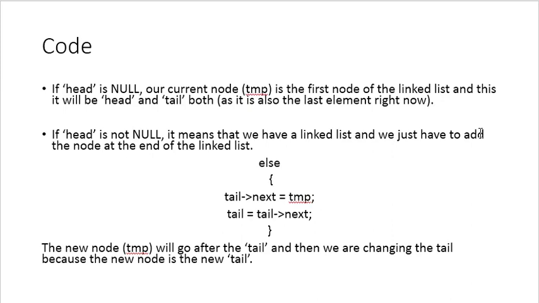If head is not null, it means that if you are assigning a second node to the linked list, the head will not be null. It means that we have a linked list and we just have to add the node at the end of the linked list. For adding a node, you have to check whether the linked list is empty or not. If it is empty and there are no nodes, the head will be assigned to the newly created node. But if there are already nodes, the pointer of the last node will be assigned our created node. The new node temp will go after the tail, and then we change the tail because the new node is the new tail.